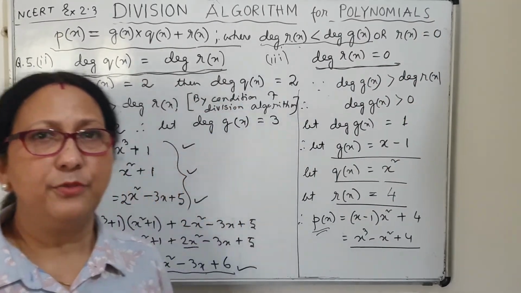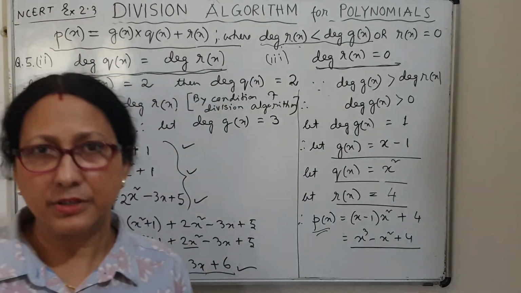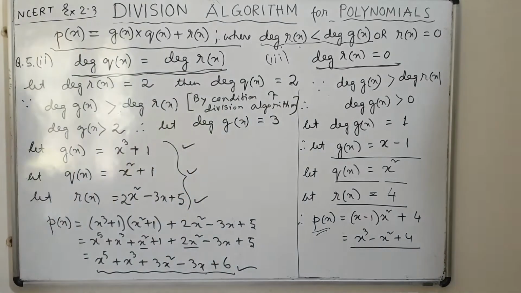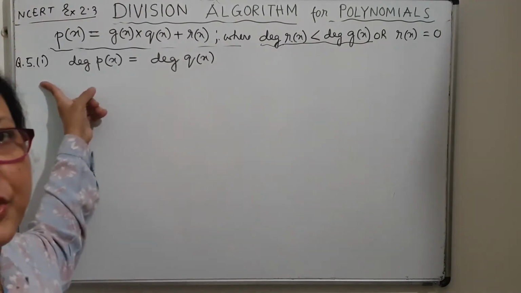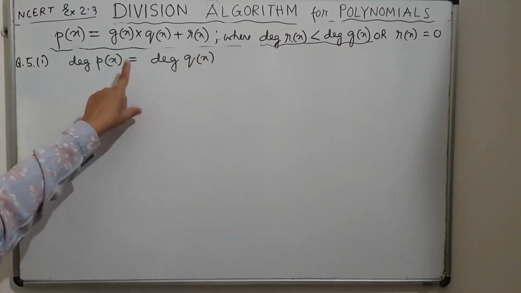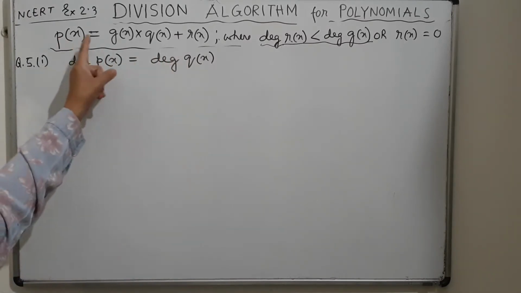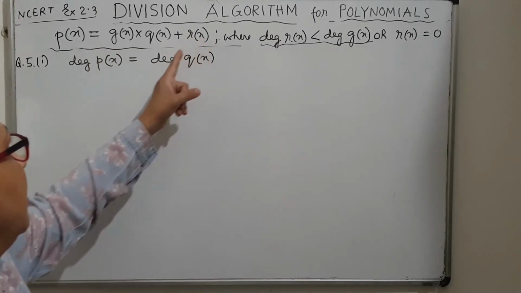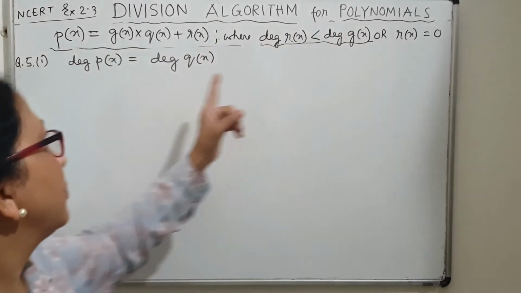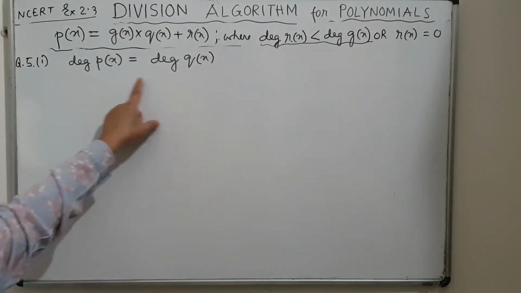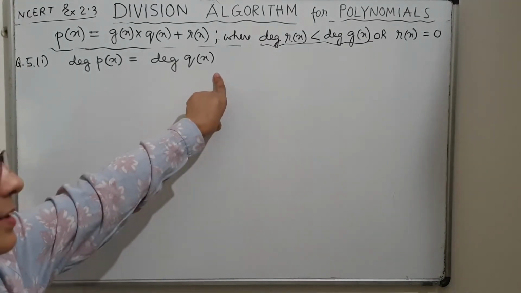Now I'll solve the first part of the fifth question, which is a bit concept based. I'll explain it now. Again here you have to give examples of 4 polynomials Px, Gx, Qx and Rx such that this division algorithm is satisfied as well as the given condition in the question is also satisfied.